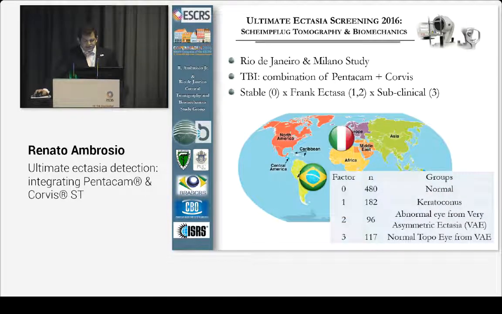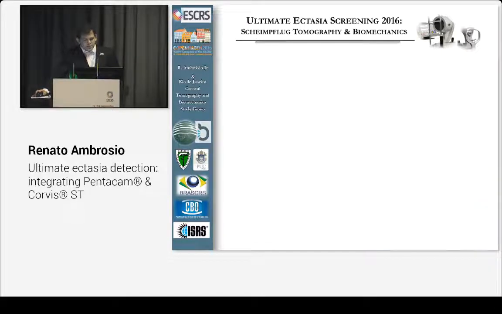So we have cases with normal corneas, topographically and stable corneas in the clinical setting. We have 181 patients with clinical keratoconus. We have one eye selected per patient, and we have 117 eyes with very asymmetric ectasia. From those patients, we have 96 patients with no surgery in the more advanced eye. So we got this group as well. So we combine them and we look at the parameters.